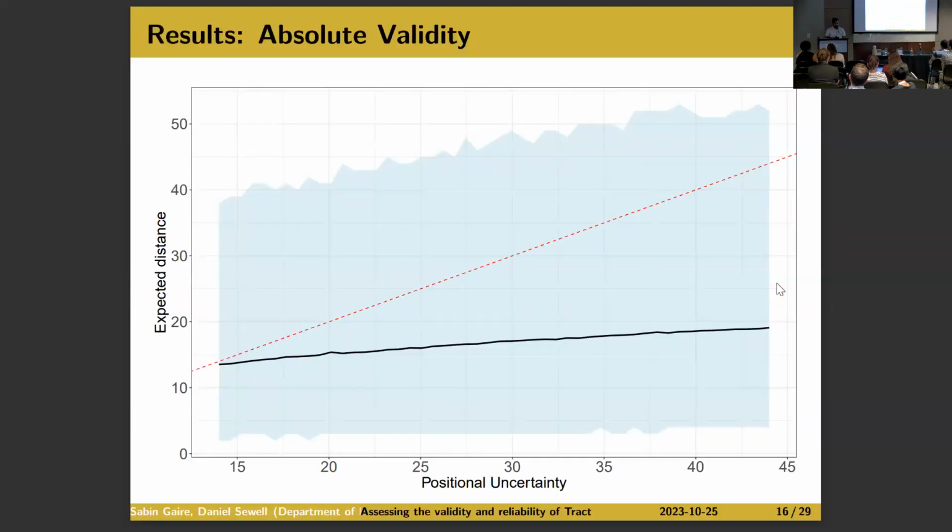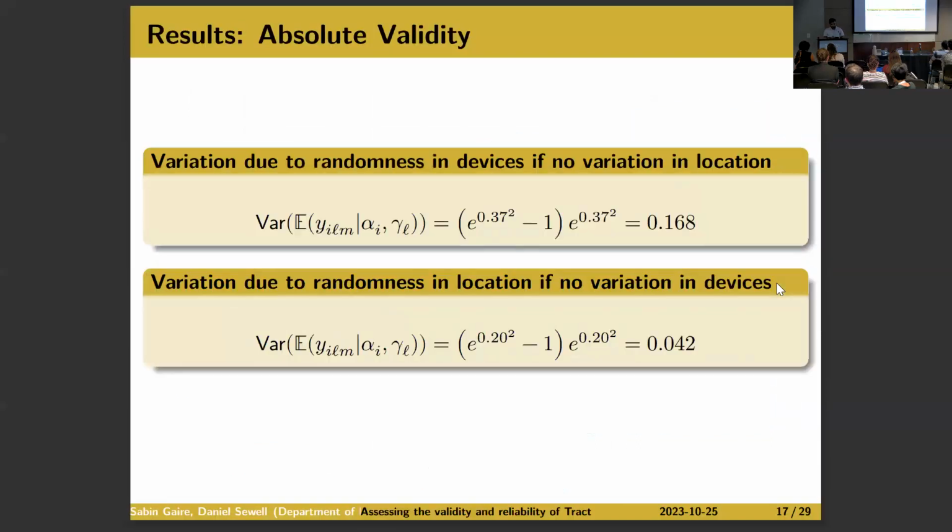And this is the graph of expected distance against positional uncertainty, and the red line is the y equals x line. We expected that a change in the positional uncertainty would also change the expected distance linearly, but that didn't happen, so we thought it was fine. And for the variation, I think this is the most convincing point, because the variation was so low. Even if we randomly choose any devices, or randomly pick any locations, the difference wasn't much there.